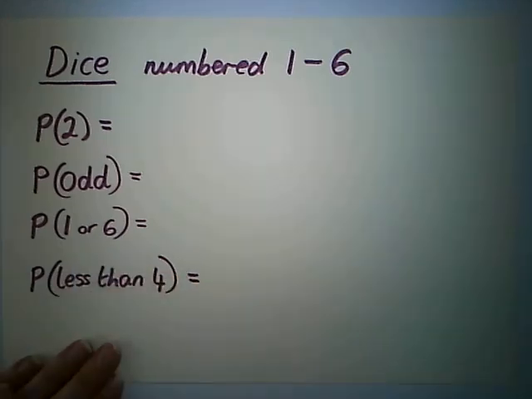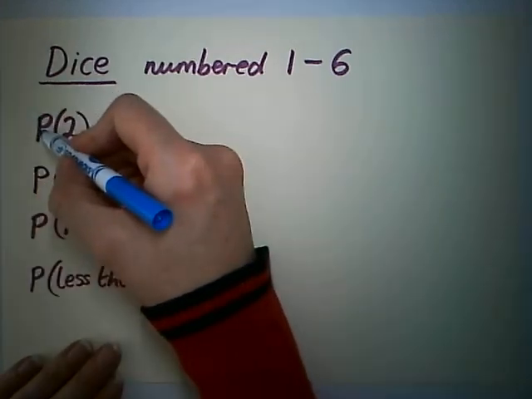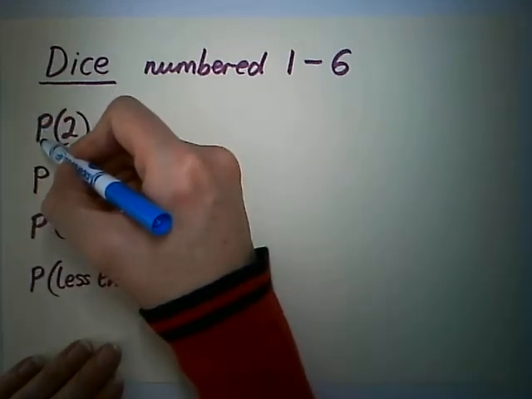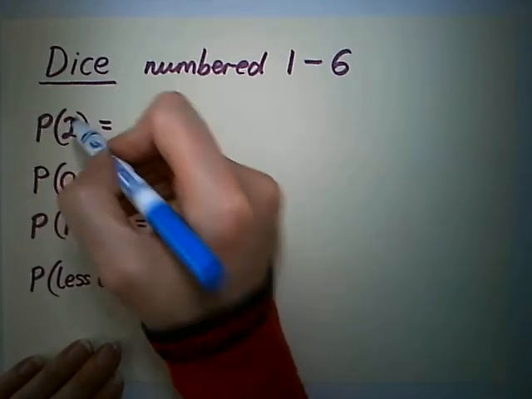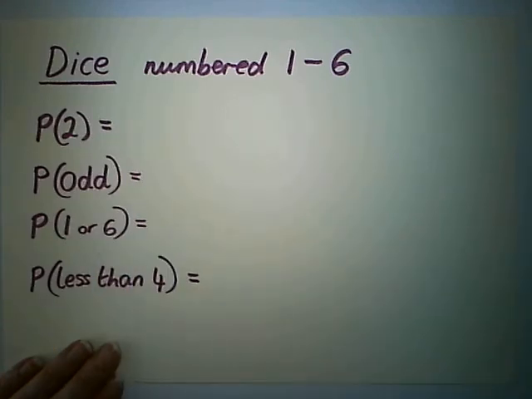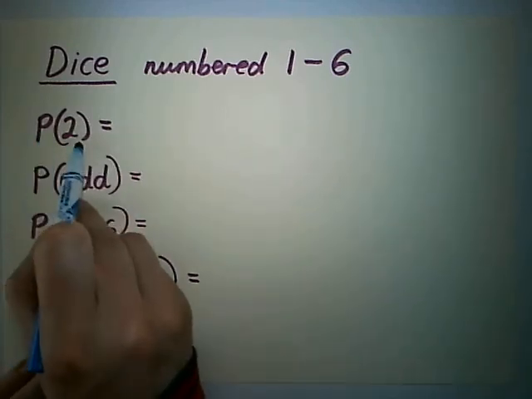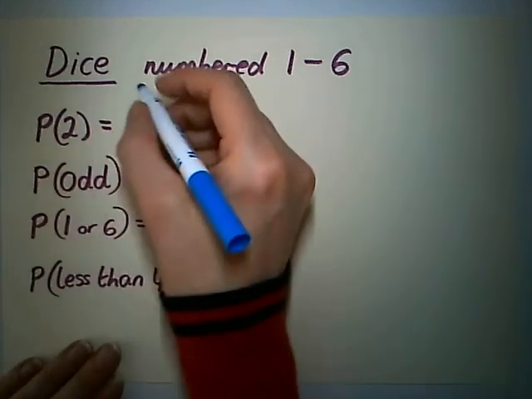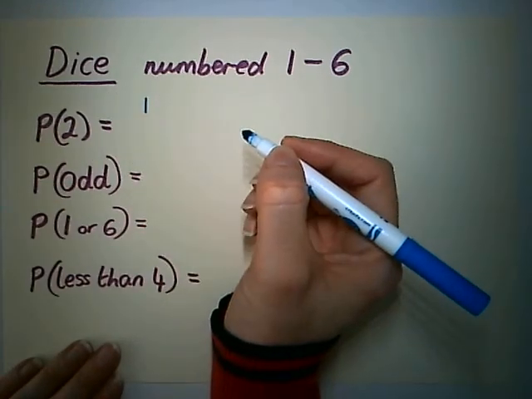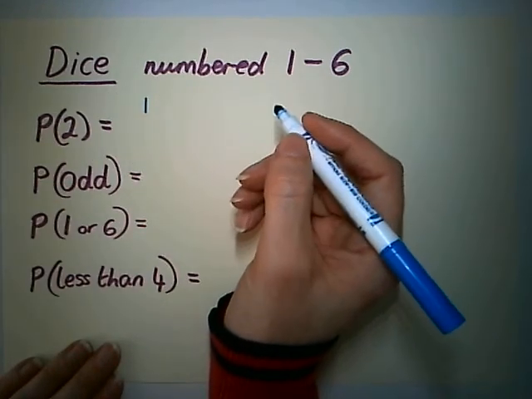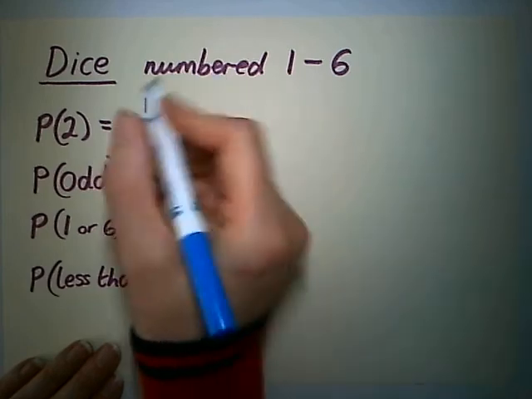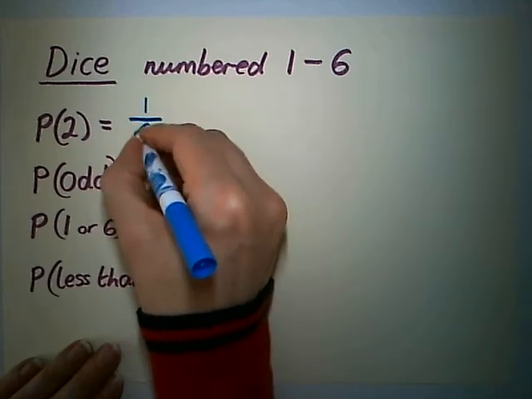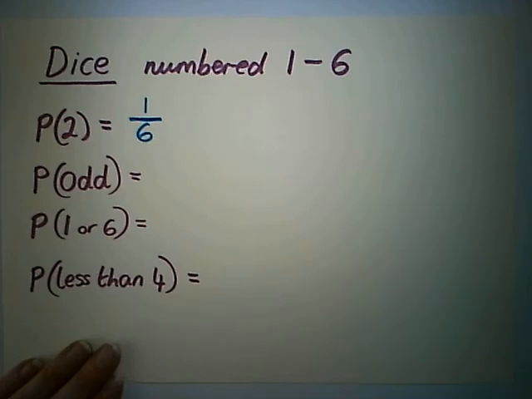So the probability of throwing a 2, we put a P at the front for short for probability, and then whatever we're trying to find the probability of, we just put that in a bracket. So this would read probability of throwing a 2 equals, right, there's one 2 on a die, and there's 6 faces in total. So probability of throwing a 2 is 1/6.